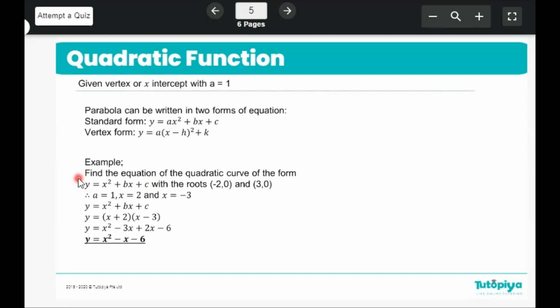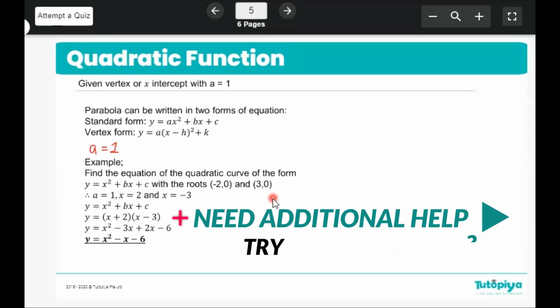They said, find the equation of the quadratic curve of the form y equals ax squared plus bx plus c. And here you can see that they have not given this as ax squared plus bx plus c. They've just given y equals x squared plus bx plus c, which indicates that the value of a should be equal to 1. And they've also mentioned that the roots of this equation are (-2, 0) and (3, 0).